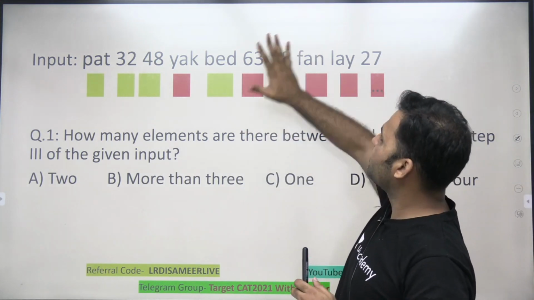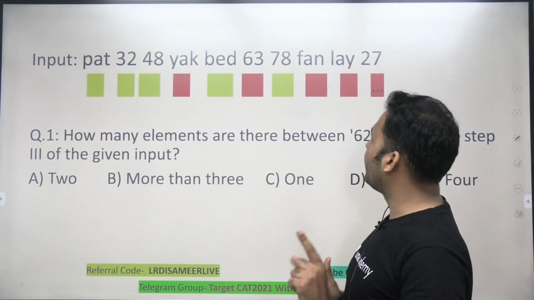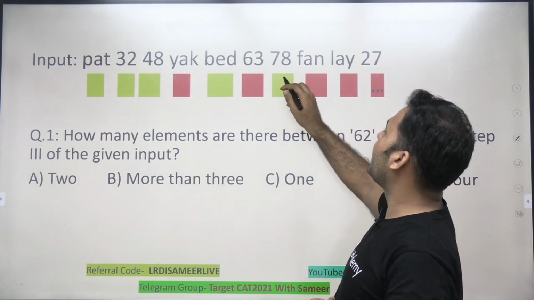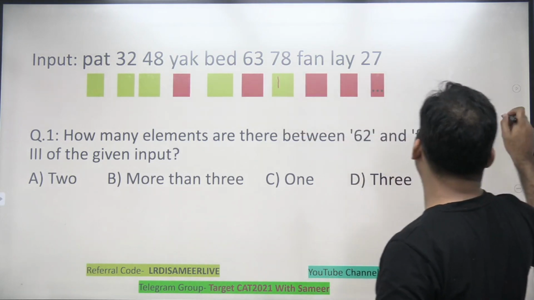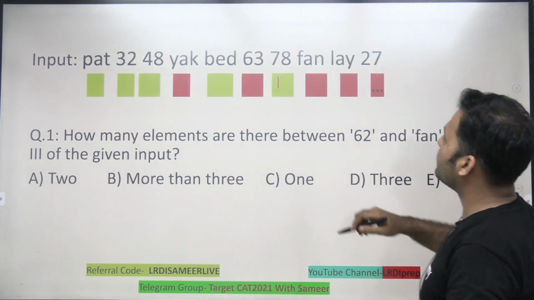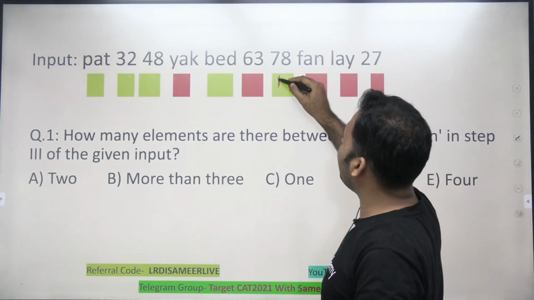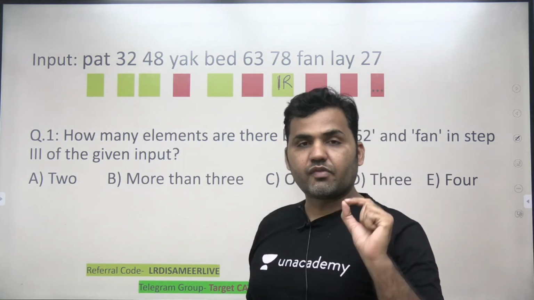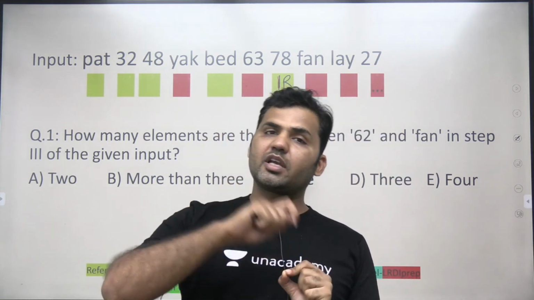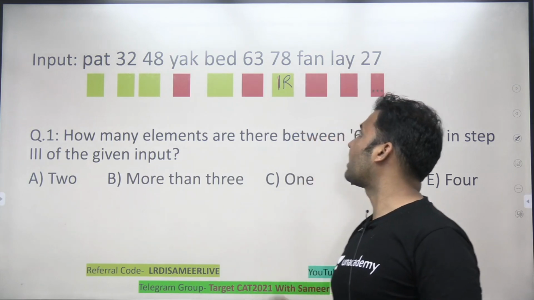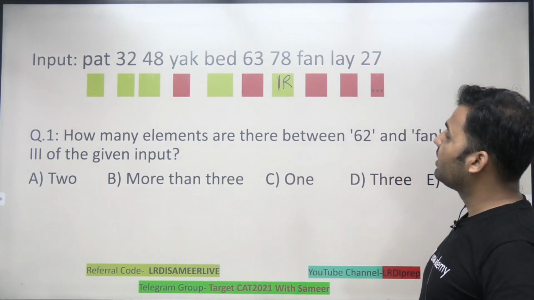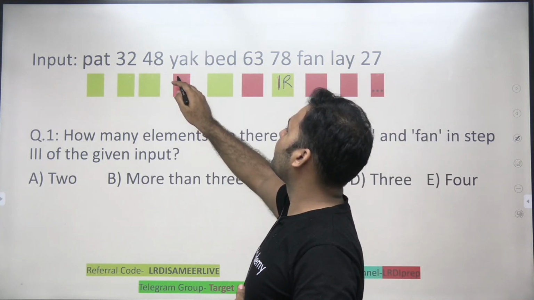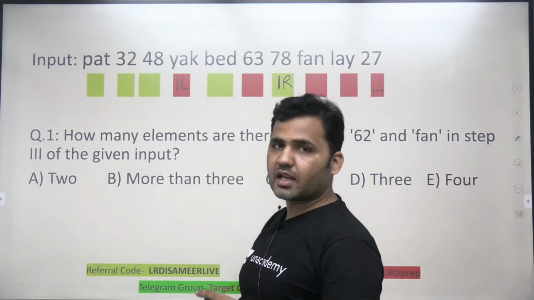I can see that in this particular given input, the largest number is 78, so it will be taken on the right hand side. So I'll rank this element as 1R. Why 1R? Because in the first step, this element will be taken on the rightmost position, right? And then the largest alphabet is this one. So this will be taken on the left hand side. So I'll rank it as 1L.